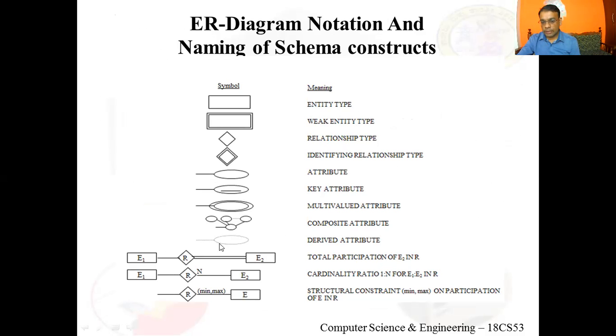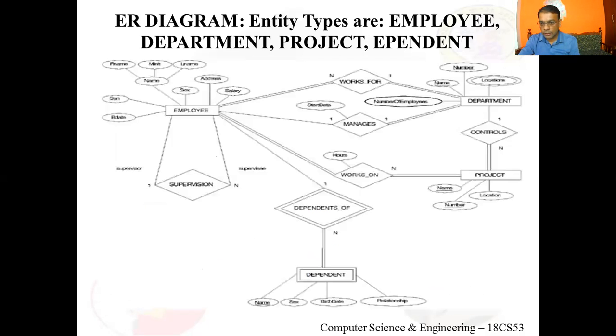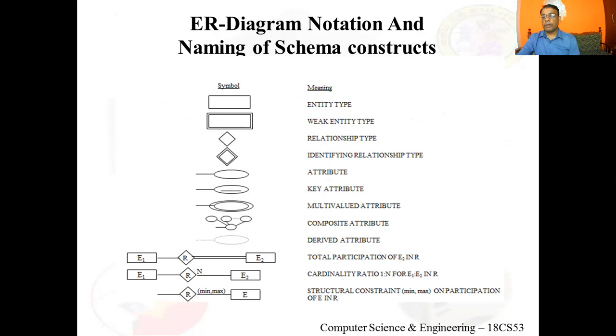Next, we have the derived attribute. So age is the derived attribute. I don't think we have a derived attribute in this ER diagram. Yes, birth date is there. If I want, I can add one derived attribute. So I need to represent a derived attribute with a dotted oval shape.